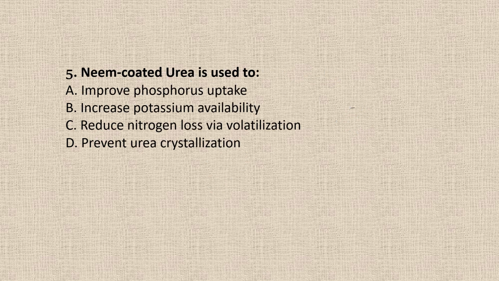Now, question number 5 is neem coated urea is used to. Now, neem coated urea, what is it used for? Options are improve phosphorus uptake, increase potassium availability, reduce nitrogen loss via volatilization, and prevent urea crystallization. So the main usage for coating the urea with neem is to reduce the nitrogen loss via volatilization. What neem coating does is basically ensure a slow, gradual and steady supply of the nitrogen. So option number C will be the right answer.